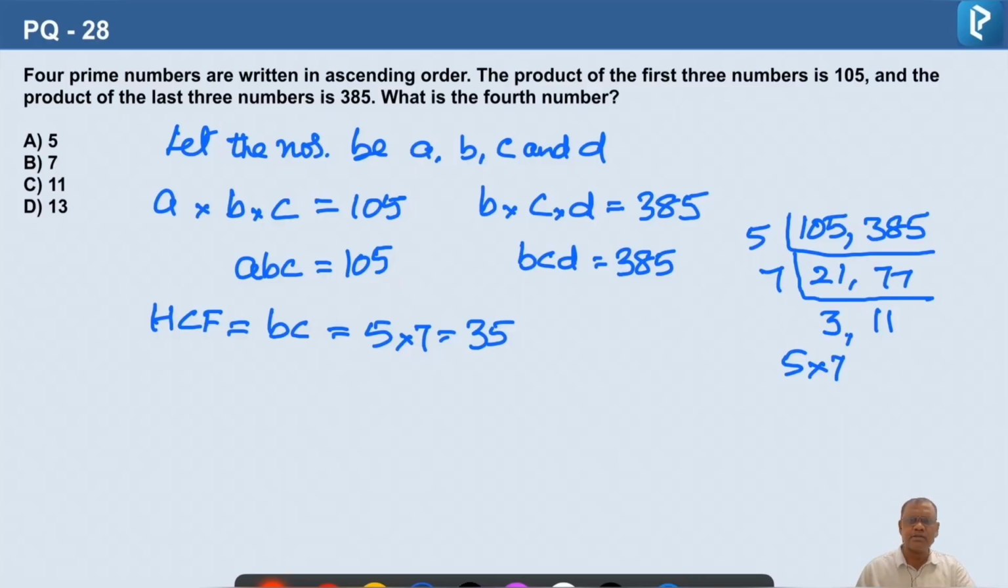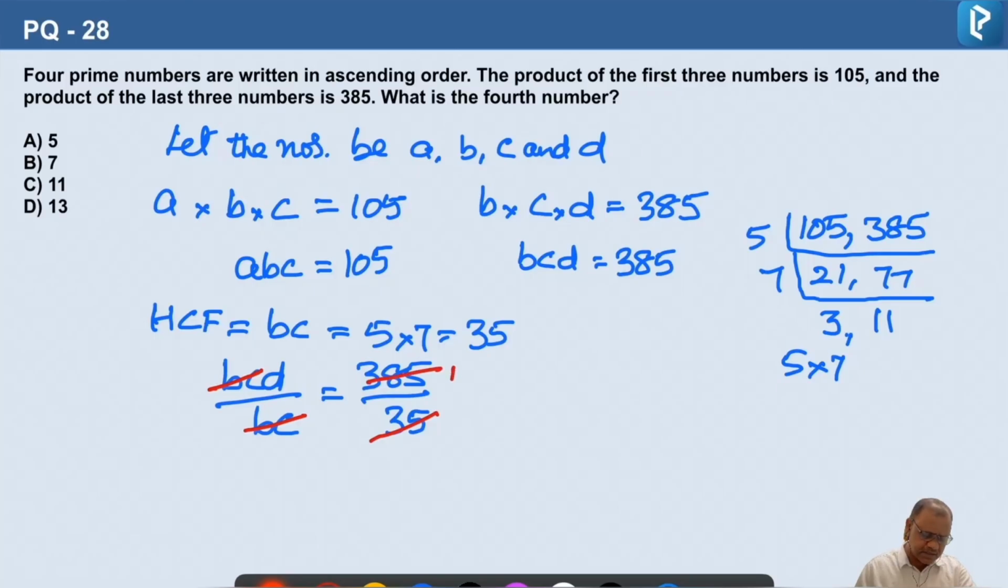We have to find out D. So if you divide BCD by BC, you will get D. What is BCD? 385. What is BC? 35. So if you simplify, BC gets cancelled. 35 once, 35 elevens. So what is remaining? 11. So therefore D is equal to 11. The fourth number is 11. So the answer is option C.